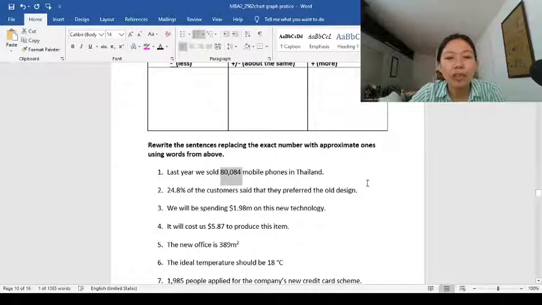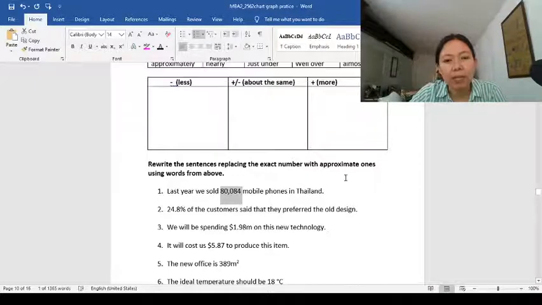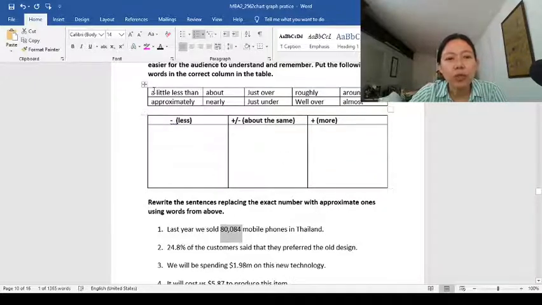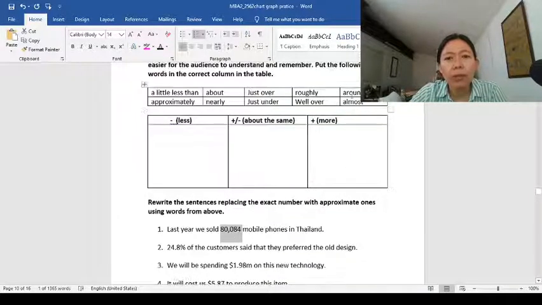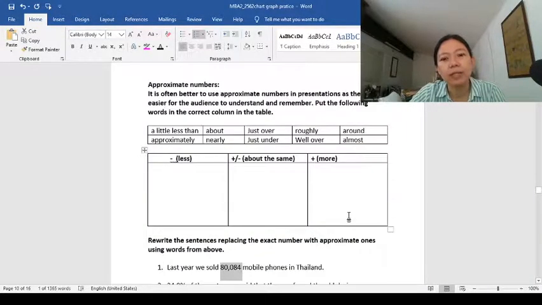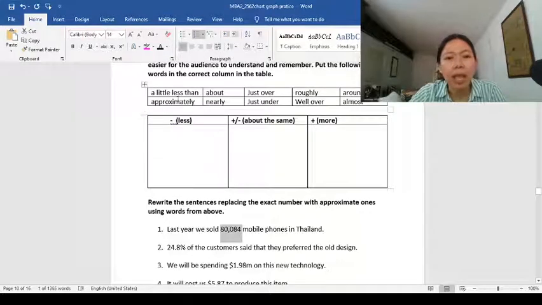So last year we sold 80,084 mobile phones in Thailand. So this is the exact number. So I would like you to use the words from here with the round number. So you can say last year we sold maybe around 80,000 mobile phones in Thailand. So we have tens of these. Just change the exact number and use words from this with the round numbers.